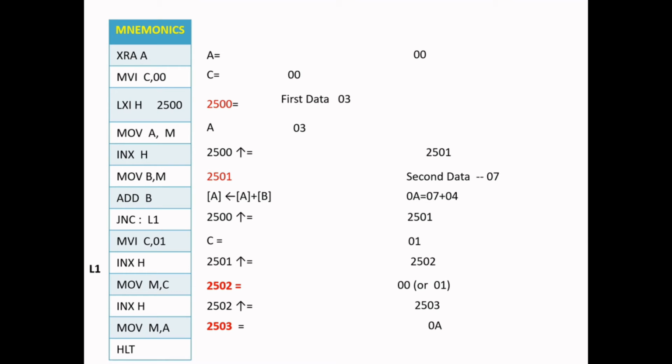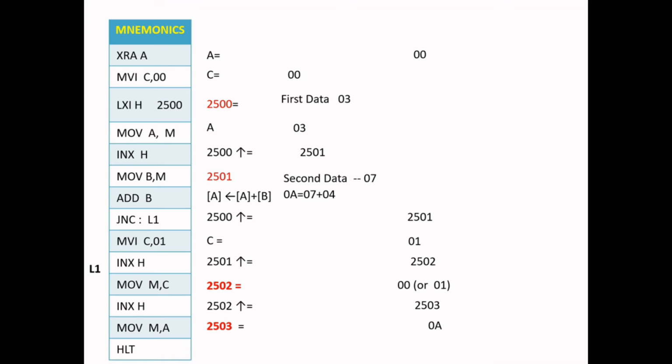Our next instruction is INX H, increment the register pair. So the 2500 address is incremented by 1 and we get the value 2501. Next instruction is MOV B, M. So the second data, 07, which is stored at address 2501, is transferred to B.